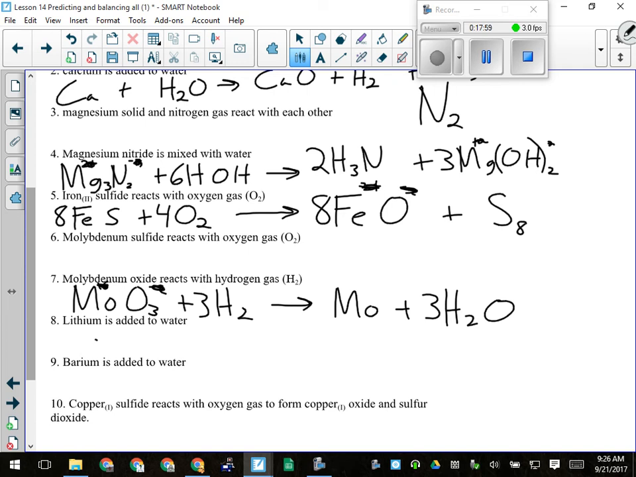You could have also written this one, if you wrote it as H2O, as Mg3N2 plus H2O. And then you might have had your products look like this. Still H3N, but you would have had MgO. And that's fine. You can still balance it. You still need a 2 here and a 3 here and then a 3 here, and it'll work. Either way would be correct, depending on the way you wrote water.